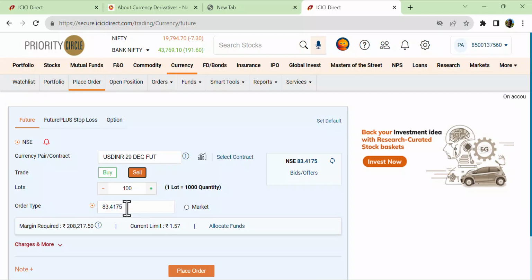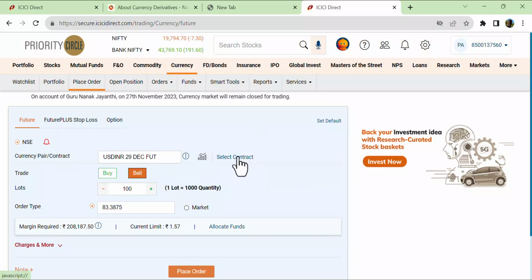If I put a limit here, it is auto-populated as 83.4175, which is the last traded price. I can even change it. So I can make it 83.38. Sorry, suppose I make it 390. It will not accept because the tick size is 0.25. So let me just put 75. If I put it like this, then I can go to the contract.